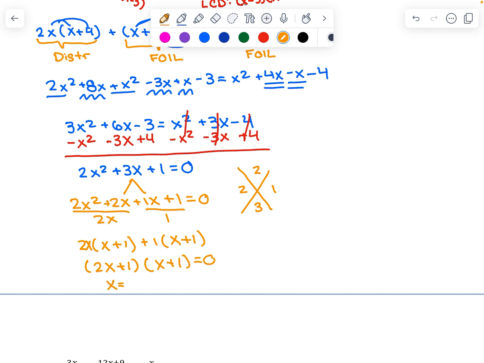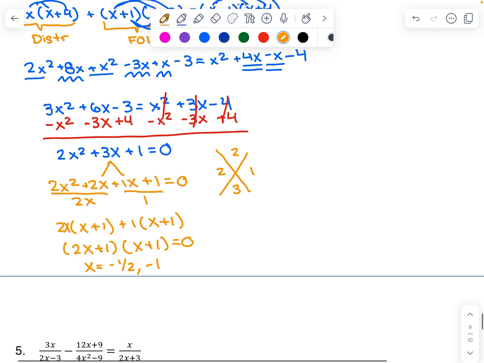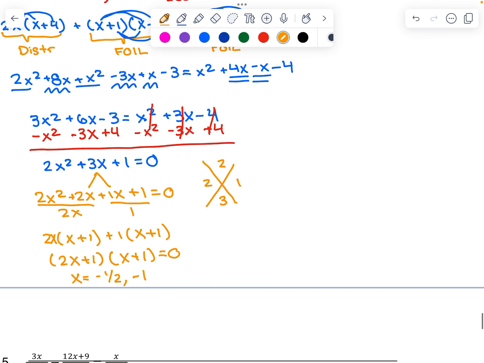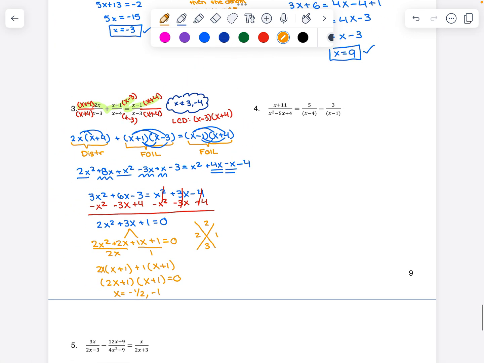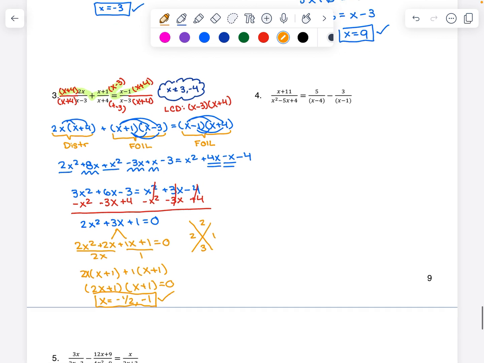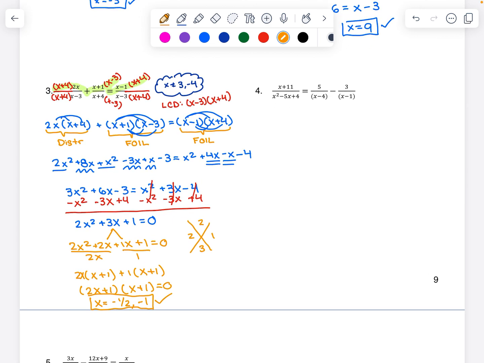And if I solve each of those, I subtract 1 and divide by 2, I get a negative 1/2. The other factor, I subtract 1, gives me a negative 1. And then I check back at the top, x can't be 3 or negative 4, which it's not. So both of these solutions work. So look at that. That's a lot more algebra work right there. So you've got to be careful with your math there. All right, let's take a look at number 4.